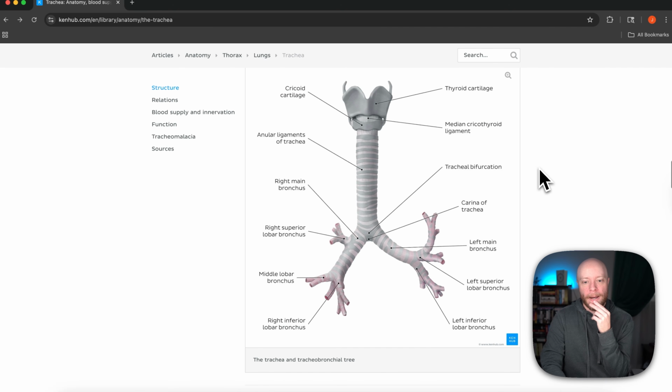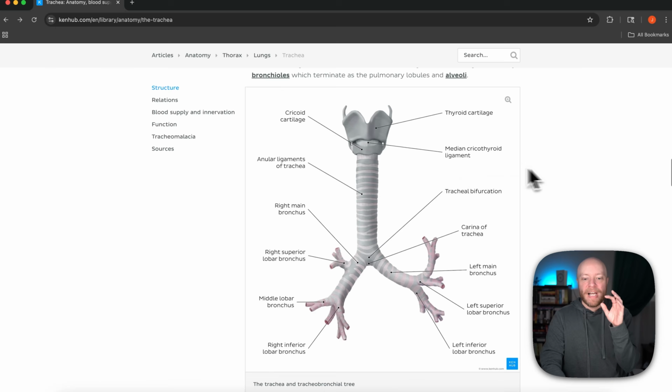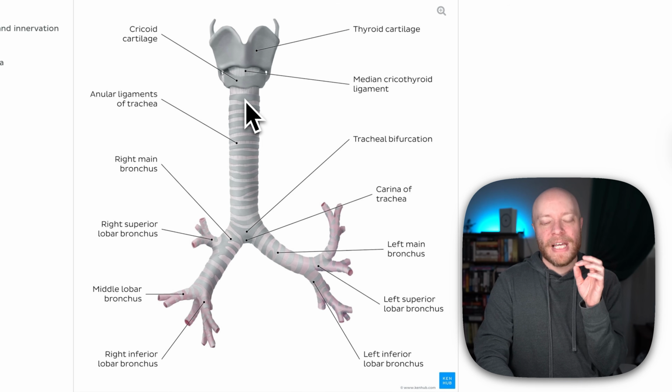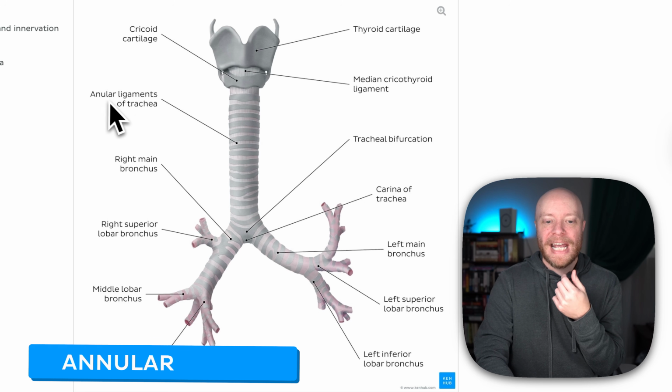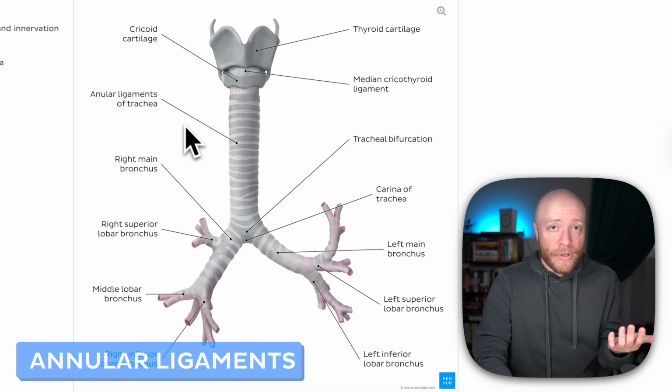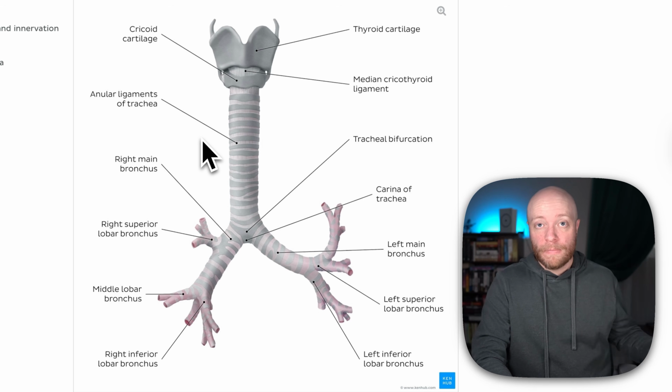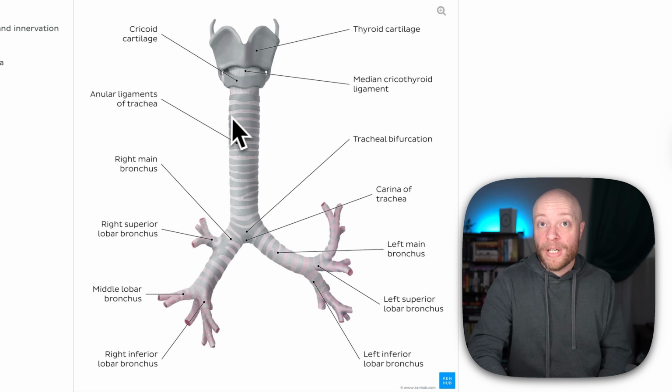But let's go right back up here. Besides the cartilaginous rings, in between the rings, you're also going to see connective tissue. And we can see that these are called the annular ligaments. Annular ligaments get their name because annular means circular, right? And so these are going to be going around.